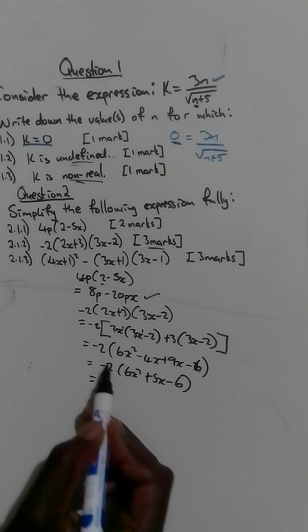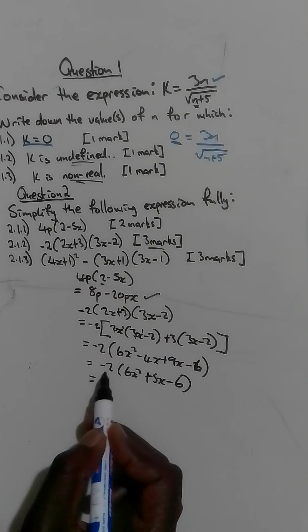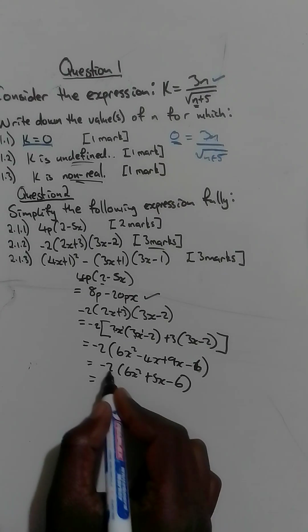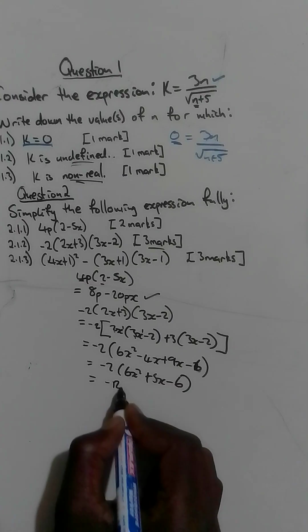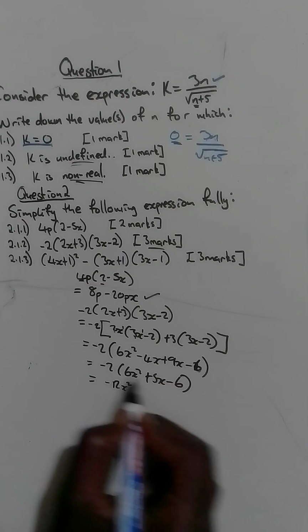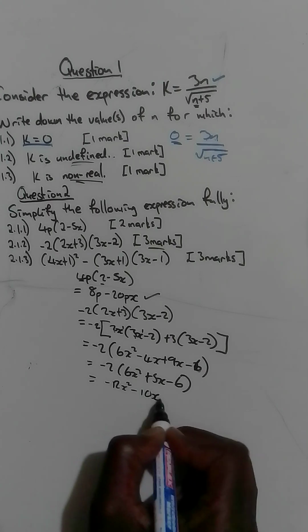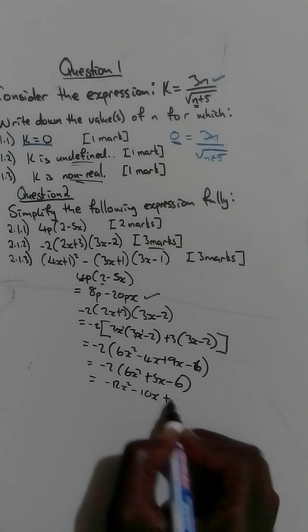Now, I'm going to multiply each term by this monomial, negative 2. Negative times positive is a negative. 2 by 6 is 12. Then I've got x squared. Negative times positive is a negative. 2 times 5 is 10x. Negative times negative is a positive.